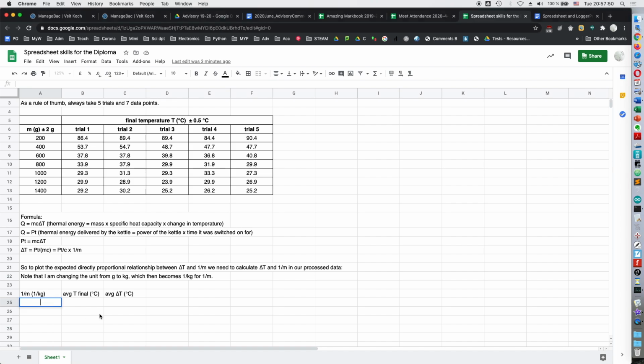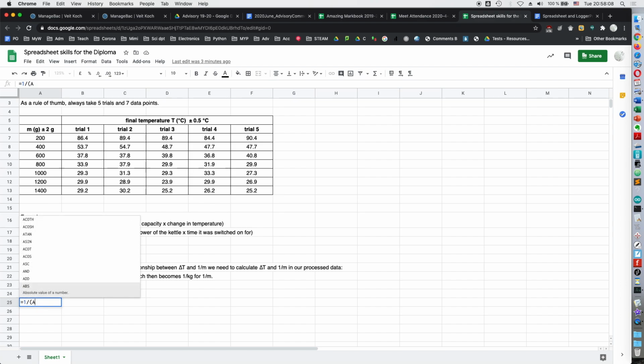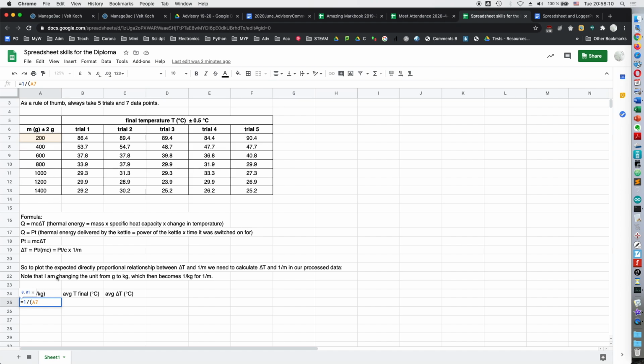So to do this, I type in equals 1 over. Now the mass is here, and the mass is currently in grams. I want 1 over m to be in 1 over kilograms. So I need to do brackets open A7, that's my cell, or if you don't want to type it in, you can just click on here and it comes up automatically as A7, and divided by 1000. And there we go, there is my 5. 1 over 0.2 is 5.